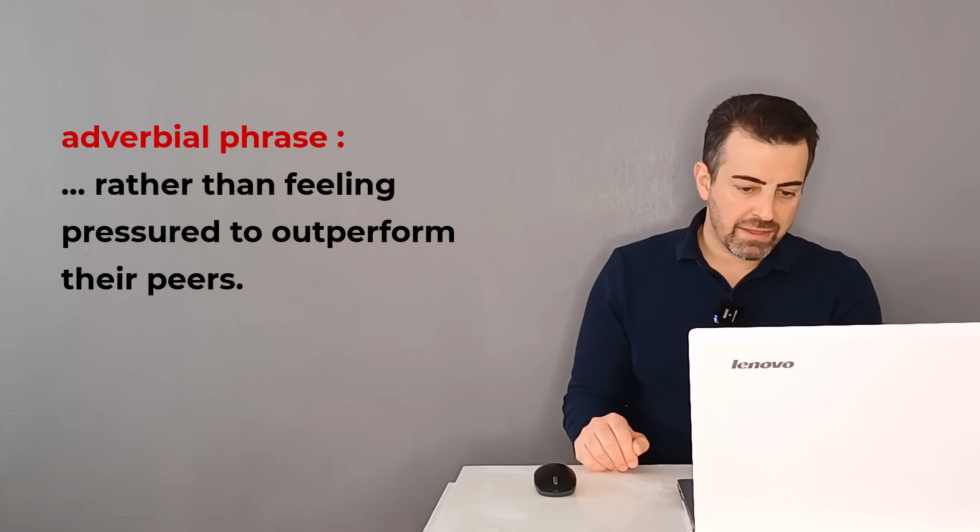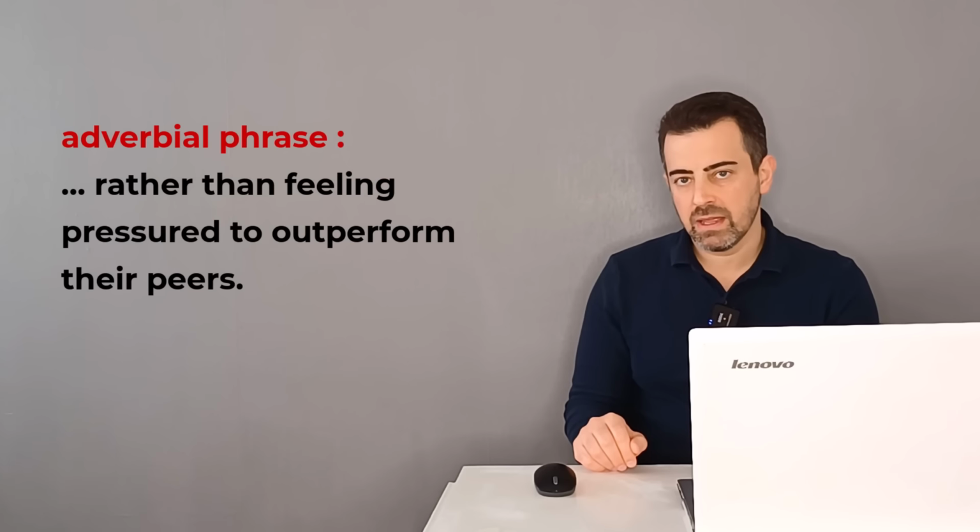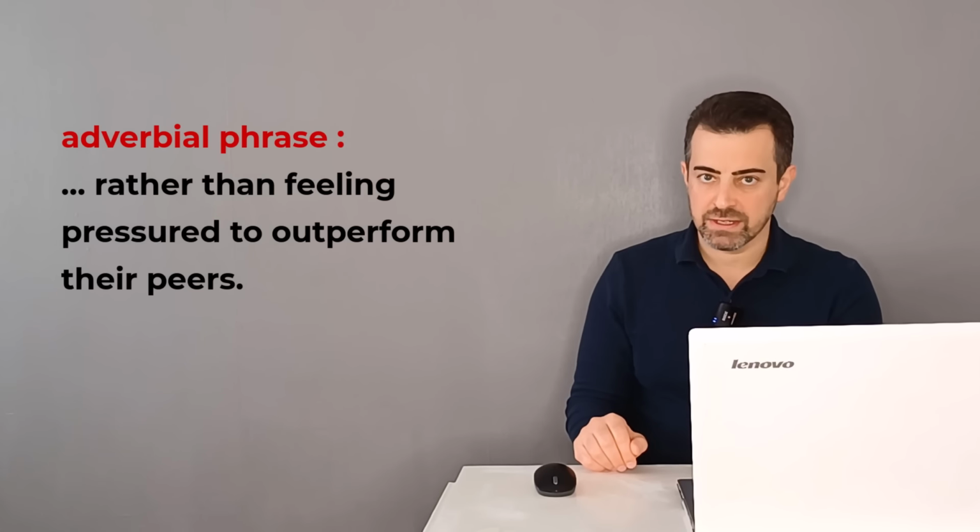Similarly is a useful phrase to talk about similar situations. And did you notice any adverbial phrase in this sentence? At the end of the sentence, you can read, rather than feeling pressured to outperform their peers. It's an adverbial phrase of contrast. And what about parallelism? You can see there is a verb parallel structure. Verbs appear in the same form. I'm going to help you recognize them by underlining them.